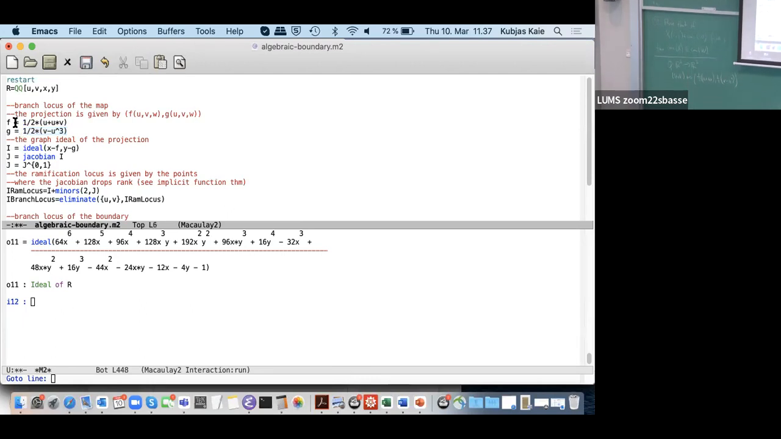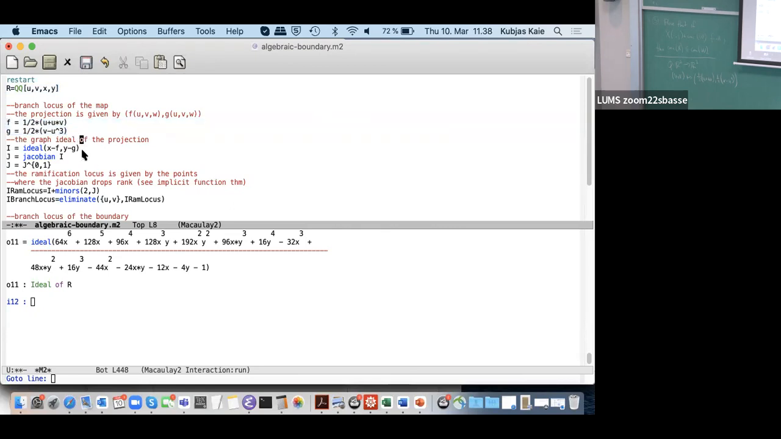So let's do the folding, like how to find the algebraic boundary from the folding. First we consider a polynomial ring in 4 variables. So u and v correspond to the coordinates in the pre-image space and x and y in the image space. And then we define these polynomials f and g that come from the polynomial map. So these are exactly the coordinates of the polynomial map that we consider.